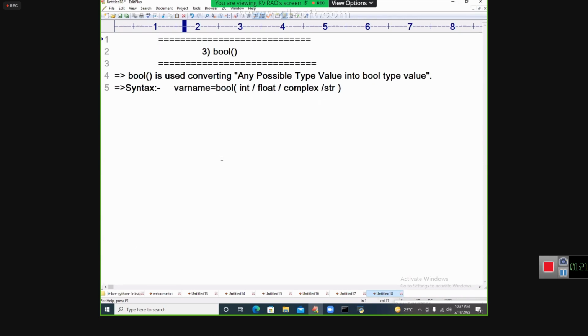Okay, time is up. Shall I continue tomorrow? Anyhow, I will continue this tomorrow. Just the syntax I will write. Complex is used for converting any possible type of value into a complex type value. Variable name equals complex of what, into float, and then next is bool here. Tomorrow.